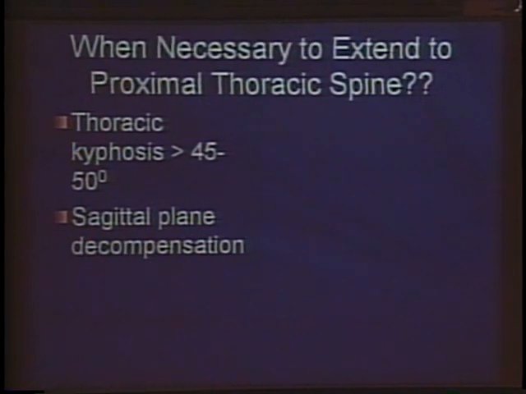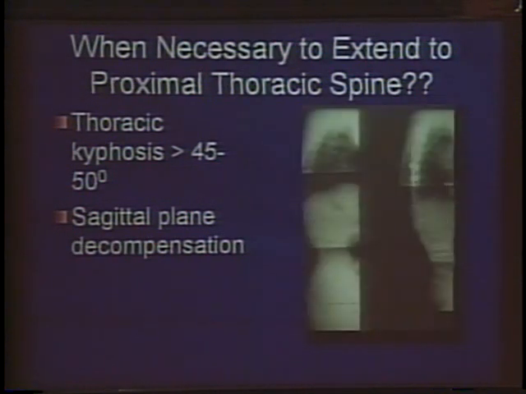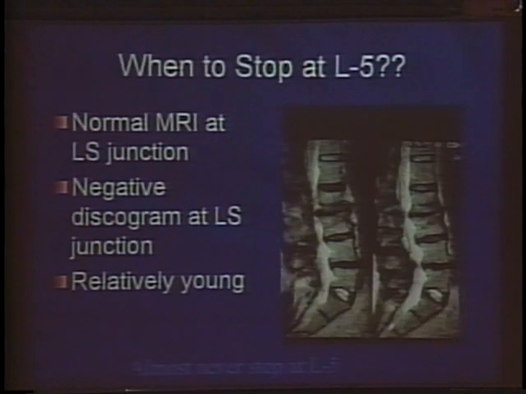When is it necessary to extend to the proximal thoracic spine? Probably when the kyphosis is more than 50 degrees and when they can't compensate on bending. And this is a generally global kyphosis, and I don't think there's much question that this needs to be extended up to T2 or T3, which makes a relatively long day, and one may want to stage this.